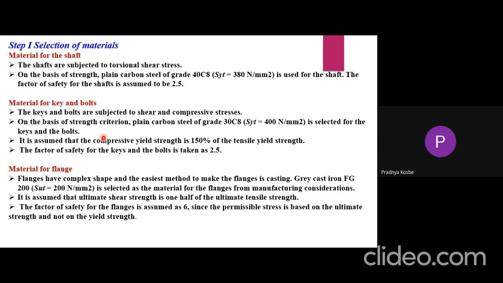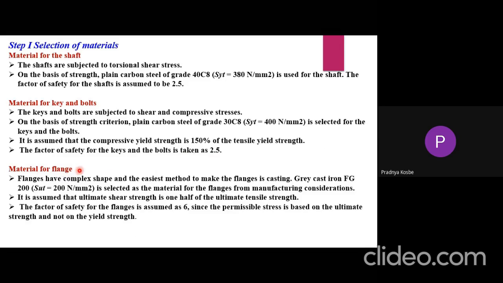So on the basis of compressive strength criteria, plain carbon steel grade 30C8 with SYT 400 Newton per mm square is selected for the keys and the bolts. It is assumed that compressive yield strength is 150% of the tensile yield strength, and the factor of safety for the key and the bolts is taken as 2.5.